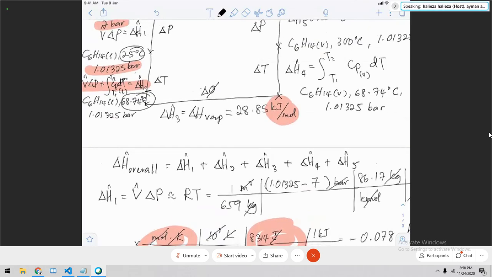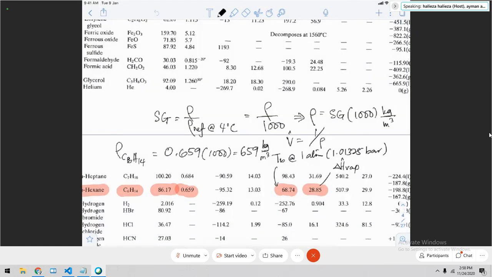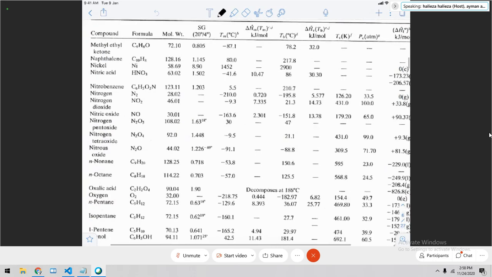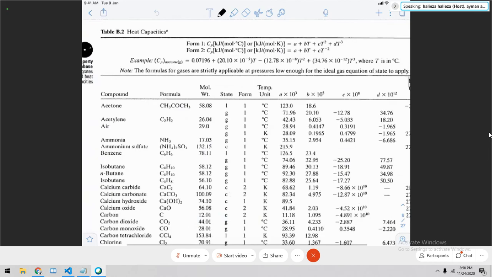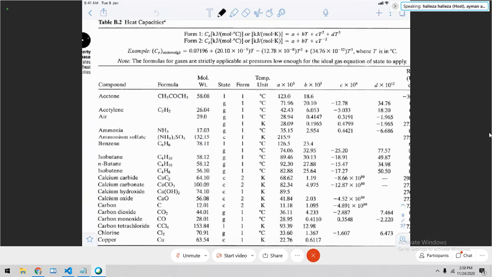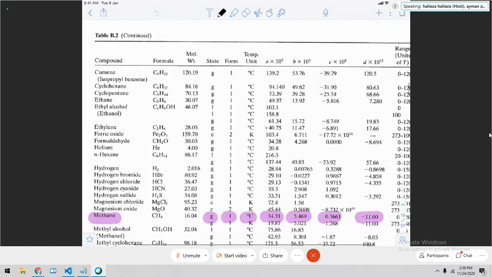So look it up in appendix B2. Go to appendix B2 for hexane. This is complicated because you have to use the heat capacity from appendix B2 for hexane. You need the polynomial equation. Is it liquid or is it gas? And hexane, okay, that's the molecular weight. We are going to use the liquid form because we start from liquid.